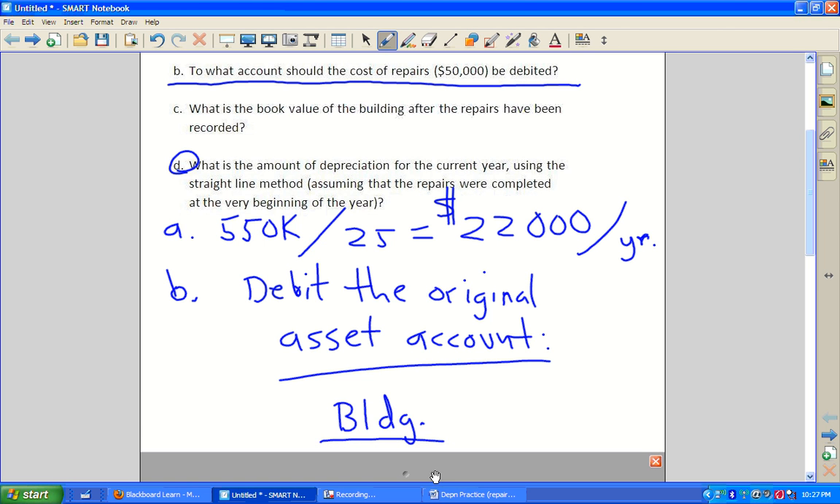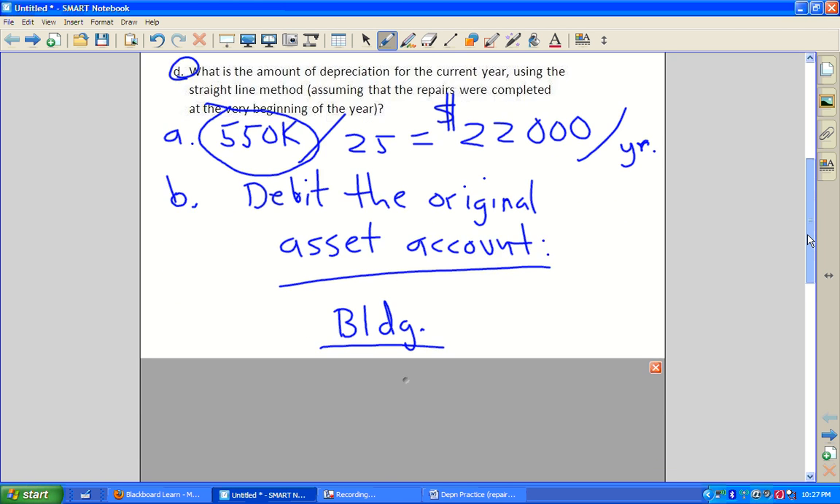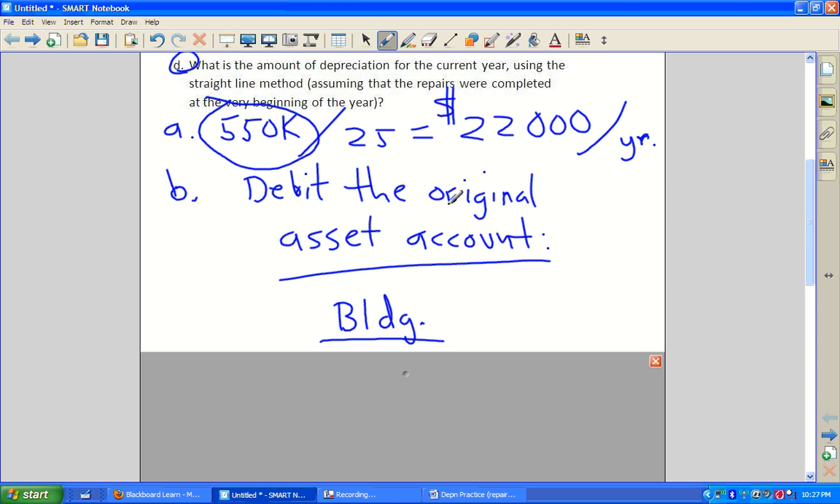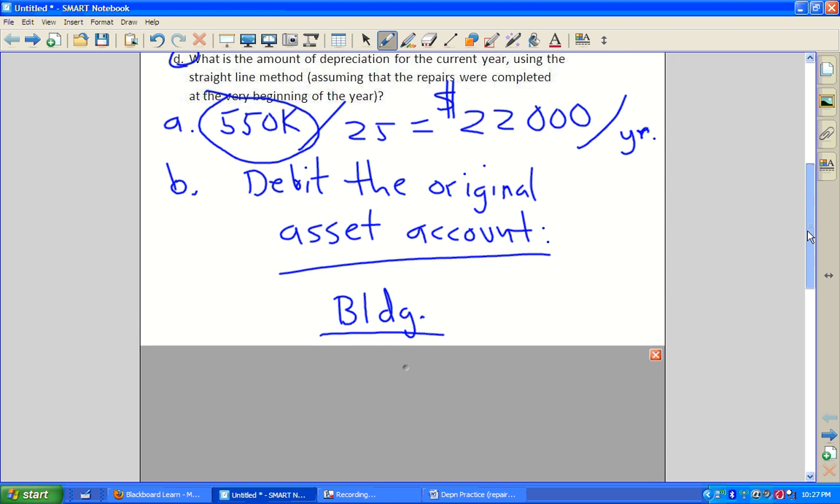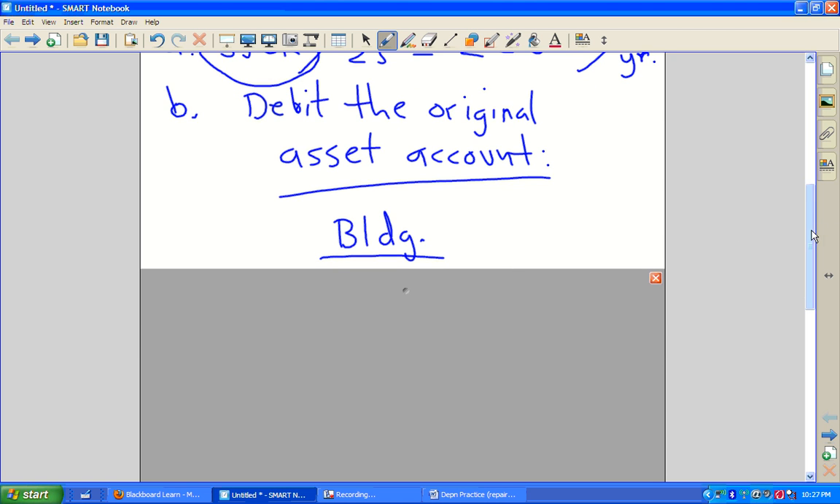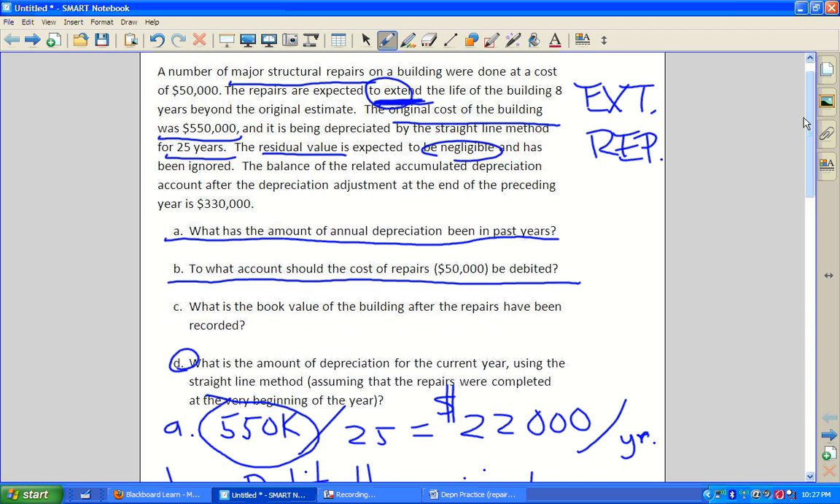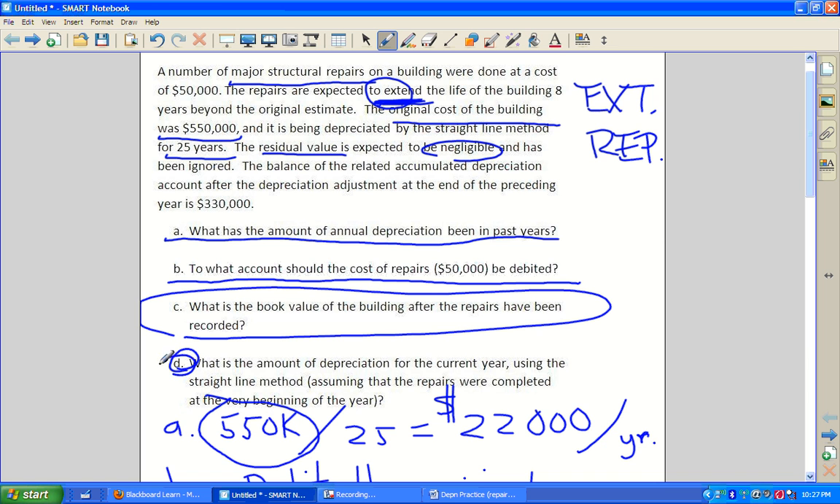Okay, so the original asset account was building. That's the asset we're talking about here. So you would simply add the cost of those repairs to building. Okay, the original cost was 550. All right, and so what's going to happen later is you are going to add whatever the cost was, $50,000, to that. Now there's another little wrinkle to this whole thing, which is, what's the book value of the building after the repair has been recorded? You need to know this to calculate your new depreciation once you've added the $50,000 to your asset.